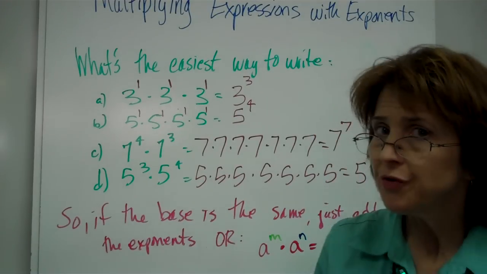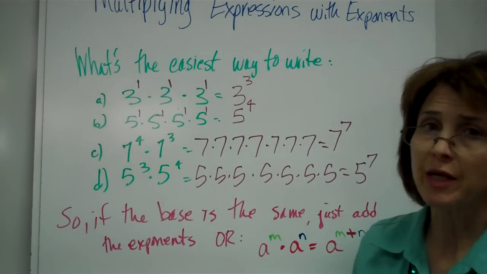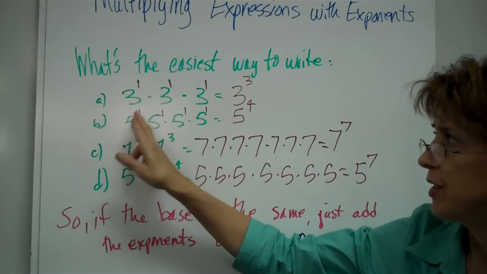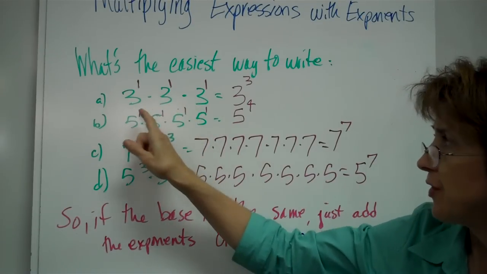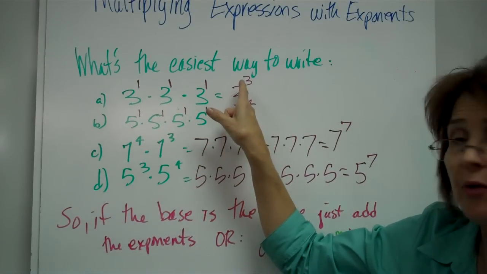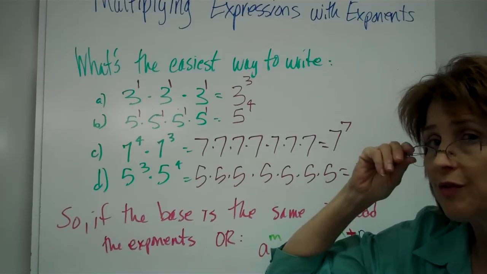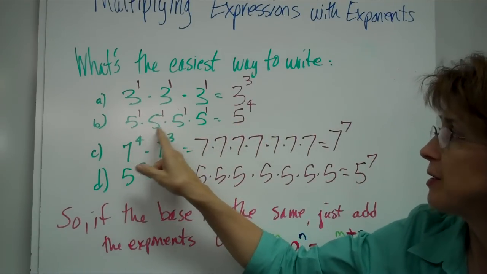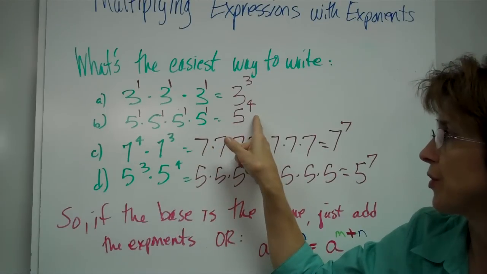Okay, so now we're going to do a video on multiplying expressions with exponents. So let's begin. What's the easiest way to write 3 times 3 times 3? If we think about it, that really is 3 to the third power. We know it's 27, but 3 cubed is probably an easier way to write it. If we do 5, we get 5 times 5 times 5, and that's 5 to the fourth.